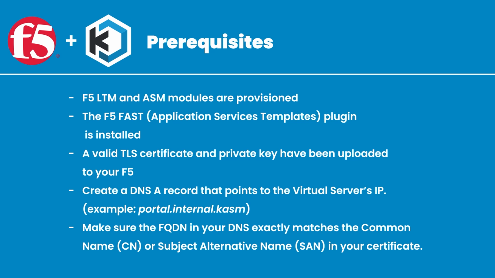The F5 LTM and ASM modules are provisioned, the F5 Fast plugin is installed, a valid TLS certificate and private key have been uploaded to your F5. You have created a DNS A type record, for example, portal.internal.kasm, that points to the virtual server's IP address. Make sure the FQDN in your DNS exactly matches the common name or subject alternative name in your certificate.